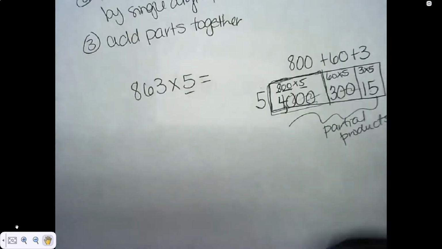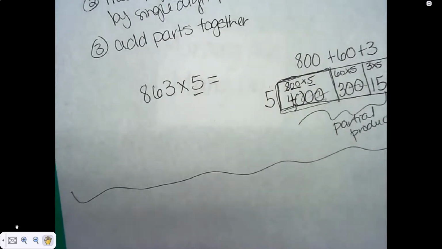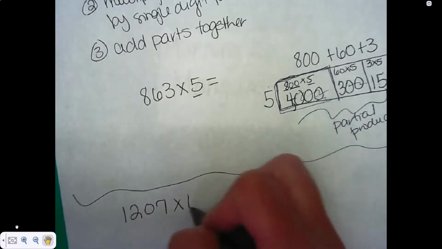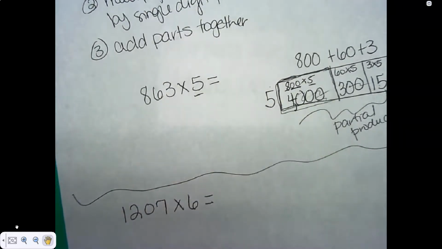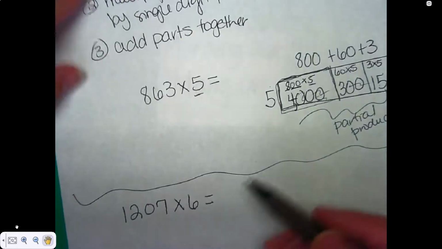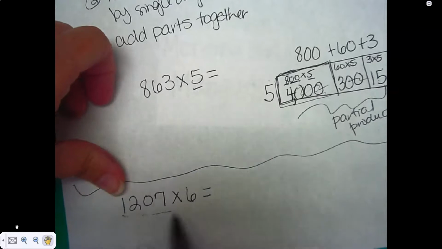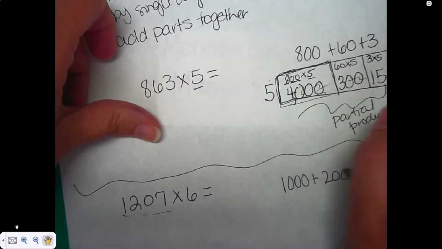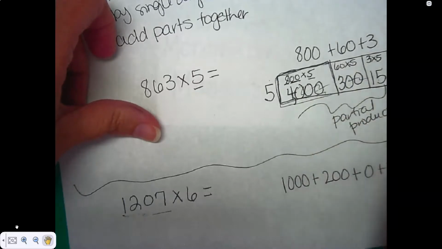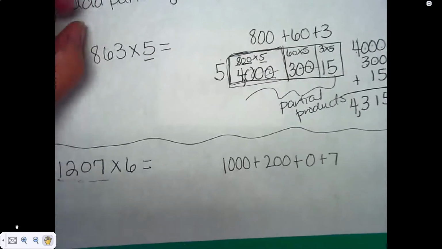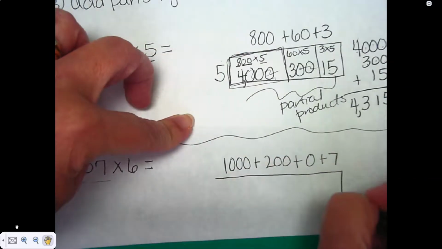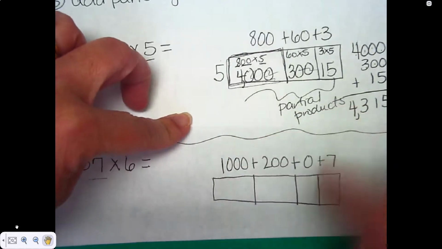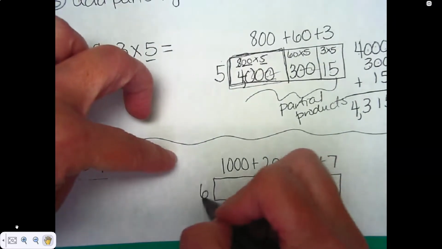So we can also do this for even larger numbers. Let's say 1,207, and we're going to multiply that by 6. So again, step 1 said I want to write my larger factor in expanded form. So I'm going to say 1,000 plus 200 plus 0 plus 7. We don't have to include that 0. Then I'm going to draw my area model box. I'm going to split it into the 4 different parts because I have 4 different numbers. And then I'm going to multiply each one of these by 6.